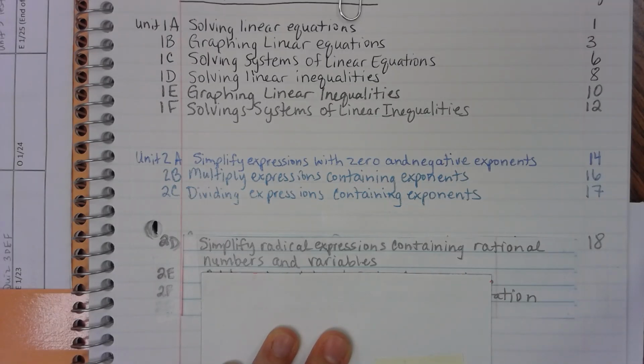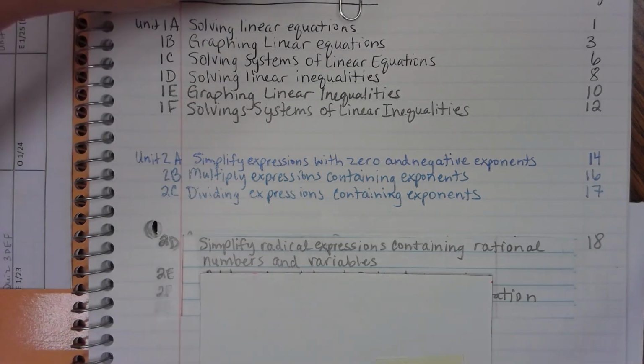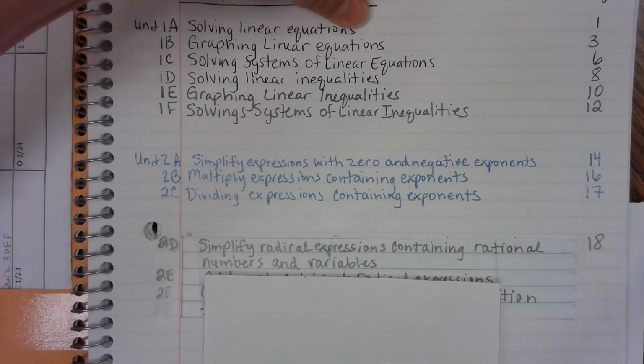Today we are going to be talking about Unit 2D. We are going to simplify radical expressions containing rational numbers and variables. Mine is going to start on page 18. Remember, your numbers may be a little different.